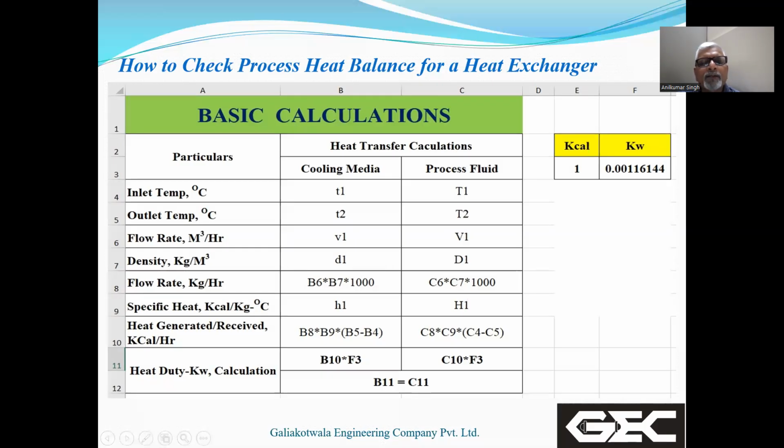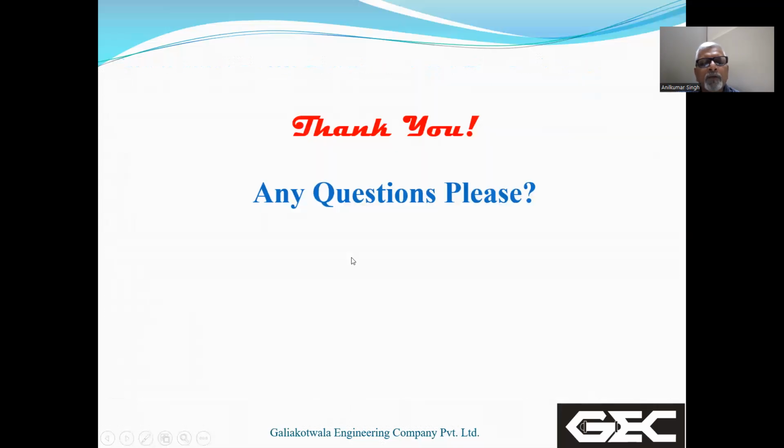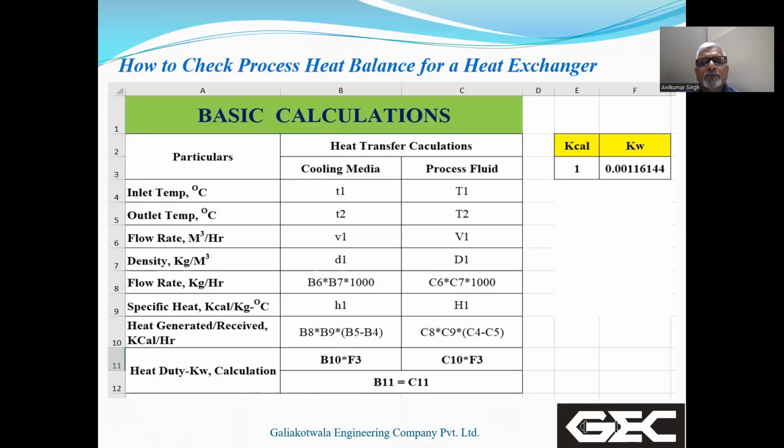So the flow rate in kg per hour is defined as B6 into B7 into 1000, then it comes to kg per hour because density is in kg per m cube. In the same way, C6 into C7 into 1000. Specific heat in kilocalorie per kg per degree centigrade is small h1 and capital H1. So heat generated is B8 into B9 into B5 minus B4, because B5 is high temperature. In the same way, C8 into C9 into C4 minus C5, because C4 is high temperature.